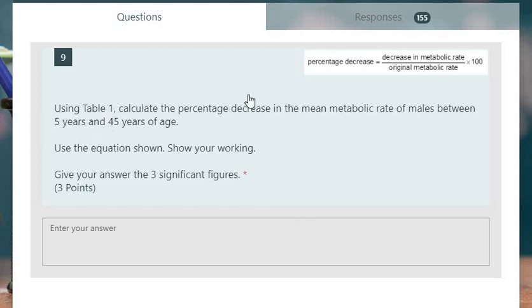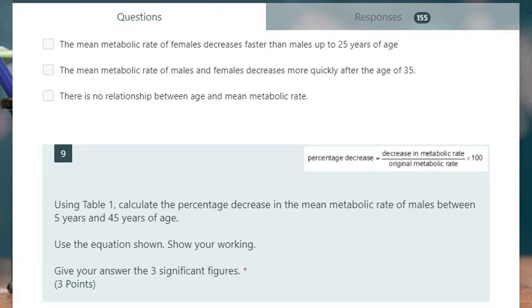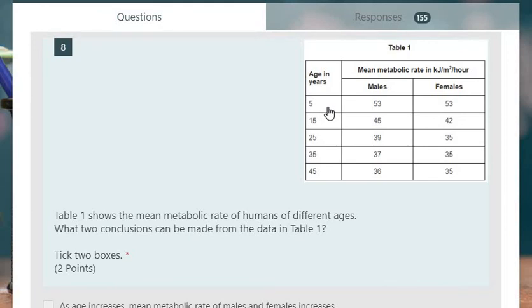Essentially, if I want to do percentage decrease, I need to find the original number and take away the number it ends up as, so I get the difference. So I've got the actual decrease as a number, but I want it as a percentage now. So I'm going to take that actual decrease, we can see it up here, decrease in metabolic rate. I'm going to divide it by what it started at, its original metabolic rate, and times it by 100. So in this case, we were looking at males and the change from 5 to 45. So the data's here.